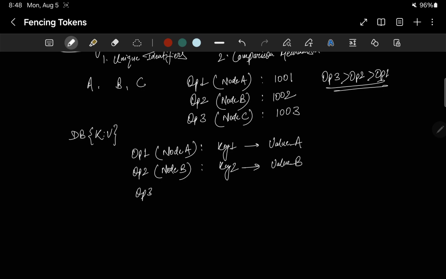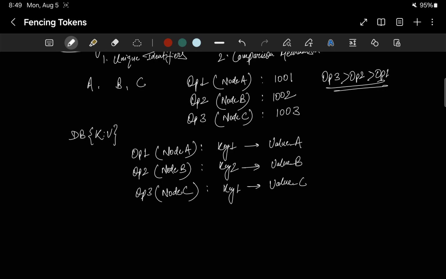Now operation 3 comes and it is performed by node C, and what it does is it updates key 1 to value_C. Actually, here we have taken node C, right? So let's make it node C. Now what happens is, since operation 3 has the highest fencing token, it is considered the most recent. Therefore, its update takes precedence.